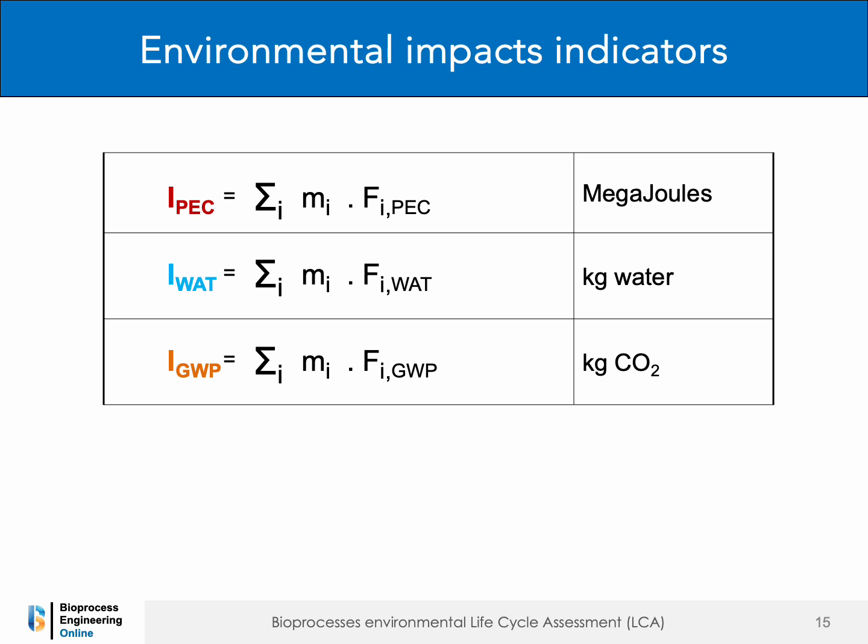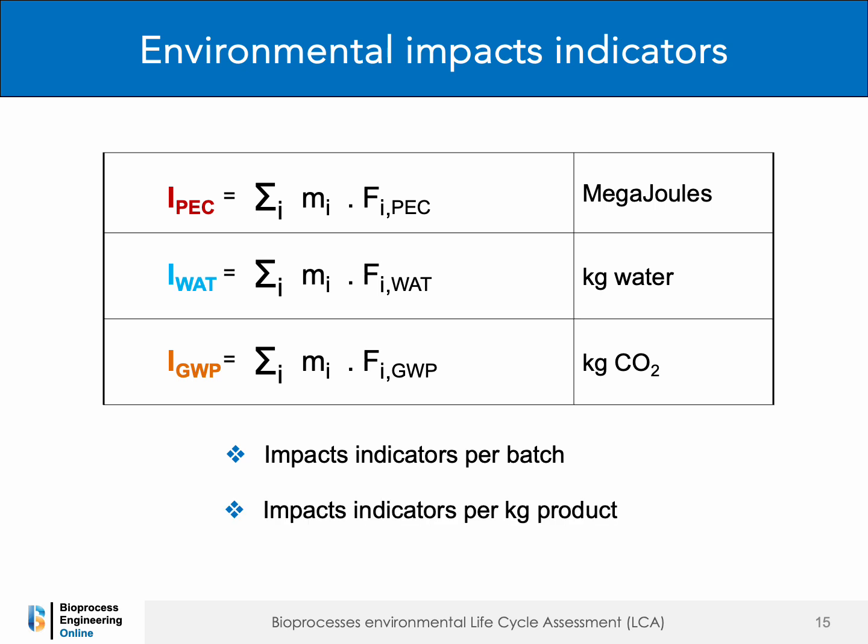The quantities of material and energy inputs and outputs assessed in the inventories are subsequently employed to calculate the three impact indicators, IPEC, IWAT, and IGWP. These indicators aggregate the contributions of materials and energy to each environmental impact. Impact indicators are typically computed, first for a batch operation of the biotransformation. Secondly, they are calculated per kilogram of produced product by dividing by the quantity of product generated.